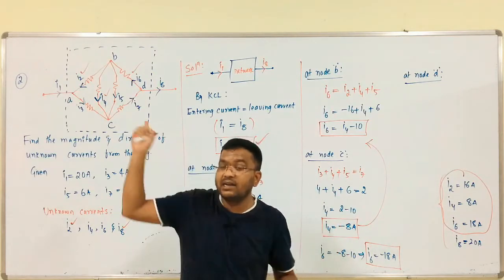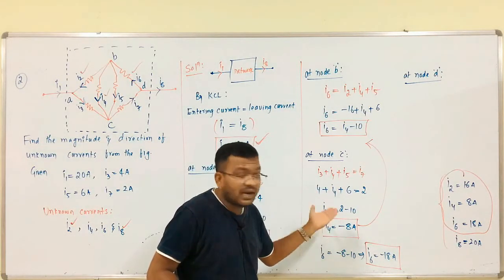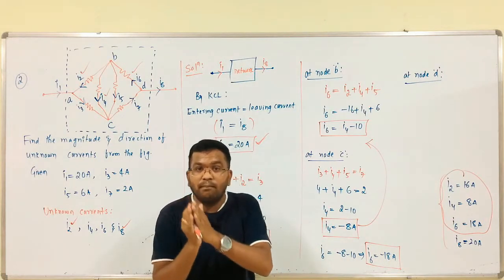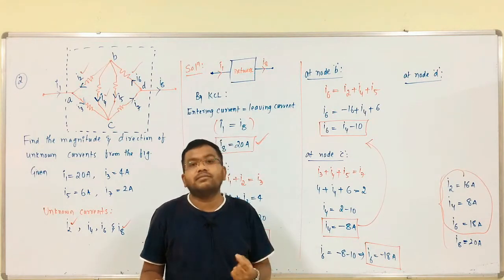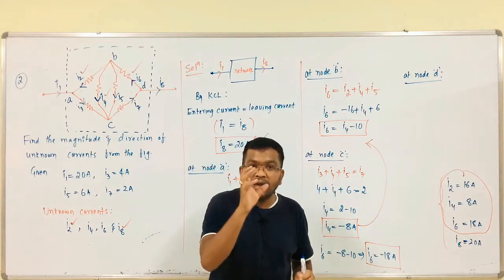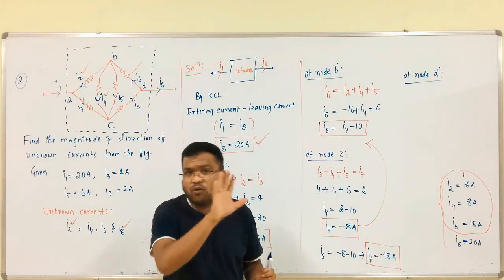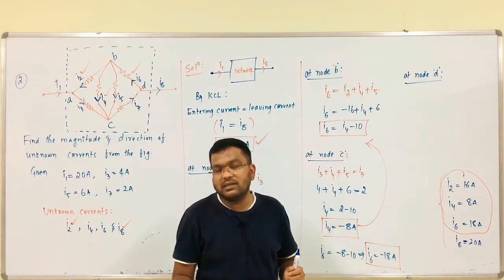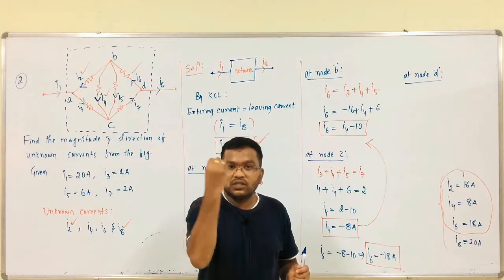Now we have to change the current directions of I2, I4 and I6. The unknown current values we are getting as negative. Is there any change in the magnitude? There is no change in the magnitude. So, the assumption of current direction will not influence the magnitude of current. Whatever may be the current direction, whether it is positive or negative, or clockwise or anti-clockwise, there is no change in the magnitude of current.